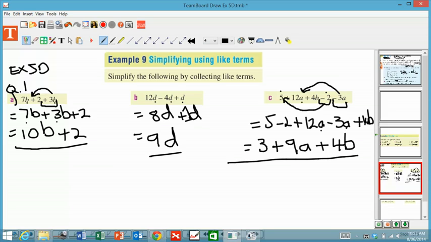I can't go any further than that. Again, I don't have any values for a and b. These are not like terms. I can't add them together at all. I can't get 13ab. It doesn't work like that, sorry. So don't go there, please. When you're adding or subtracting, you can only add or subtract when they are like terms.